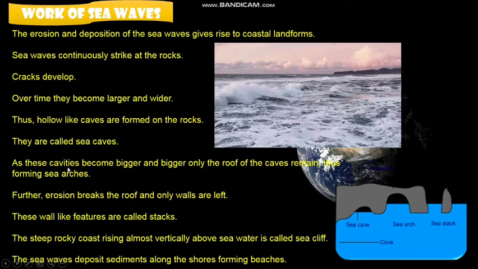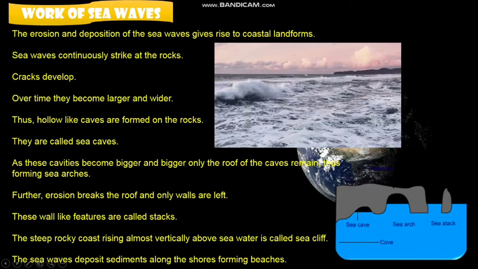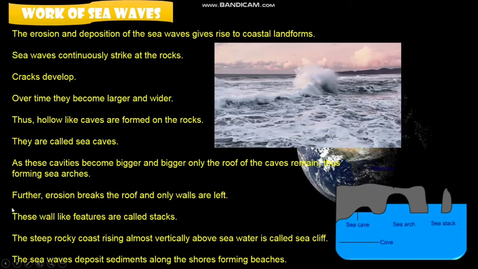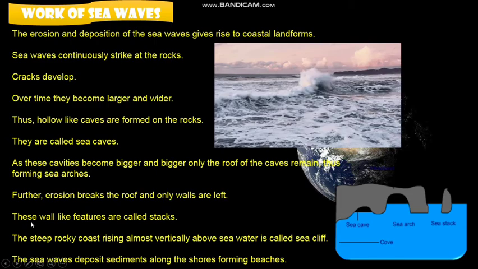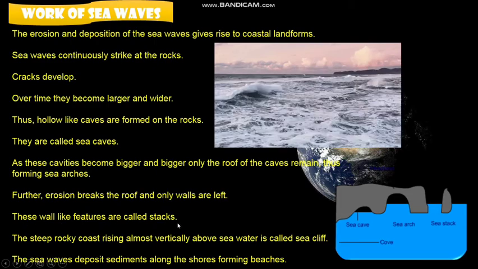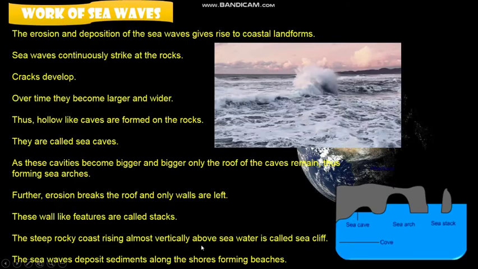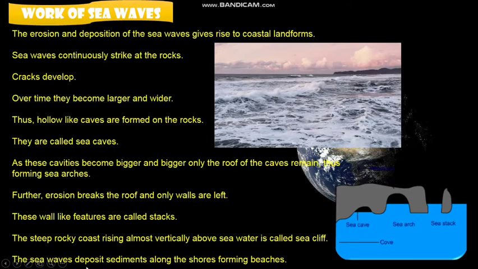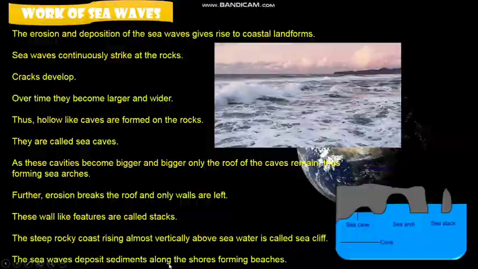As these cavities become bigger and bigger, only the roof of the caves remains, thus forming sea arches. Further, erosion breaks the roof and only walls are left. These wall-like features are called stacks. The steep rocky coast rising almost vertically above seawater is called a sea cliff. The sea waves deposit sediments along the shores, forming beaches.